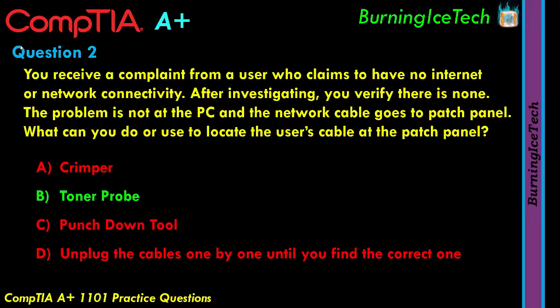Really, really cool. So we know the answer is B. C is a punch down tool, also used for network cables, but that is to basically get a network cable into these little wall boxes.